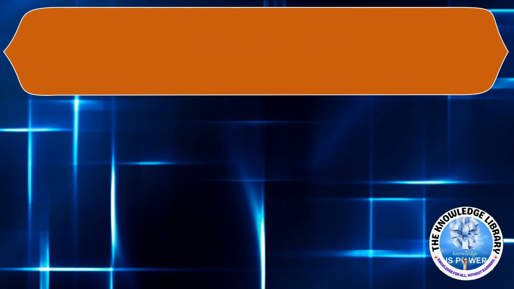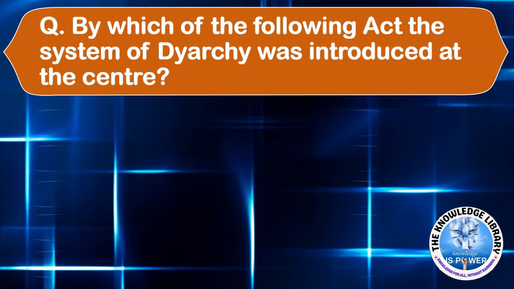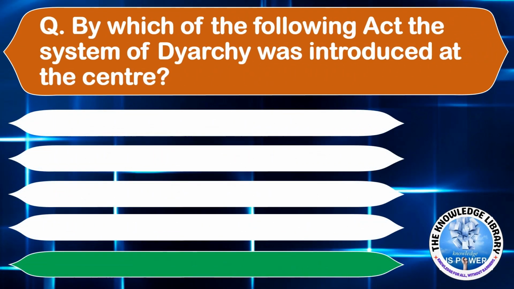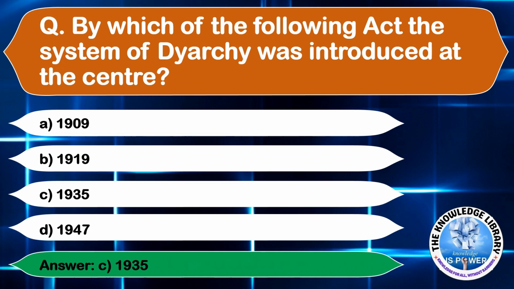The next question is, by which of the following acts the system of diarchy was introduced at the center? Option A, 1909, option B, 1919, option C, 1935, and option D, 1947. The correct answer is option C, 1935. Moving on to the next question.